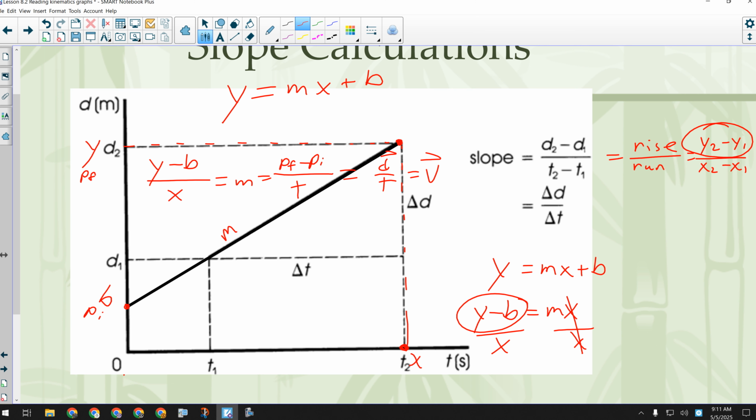We looked at this and went, oh, it's a position versus time graph. So on this axis, our final position and initial position would be measured in meters. And then time is on the x-axis. Well, if I divide meters by seconds, I get meters per second. Those are the units for velocity. This represents velocity. And you can do that on any graph. Absolutely any graph.